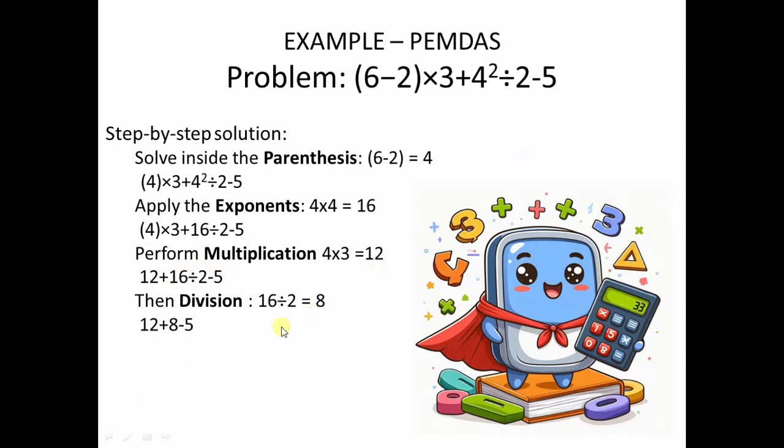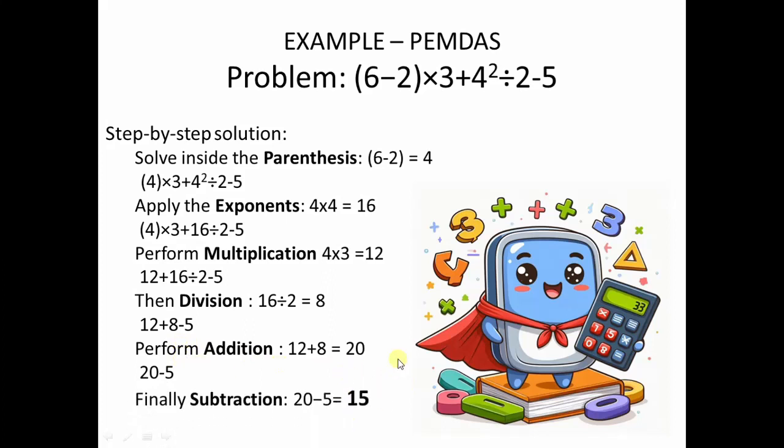Then the addition, 12 plus 8 is 20. So 20 minus 5, and finally the subtraction. The answer is 15. So you're going to say, what is the difference?